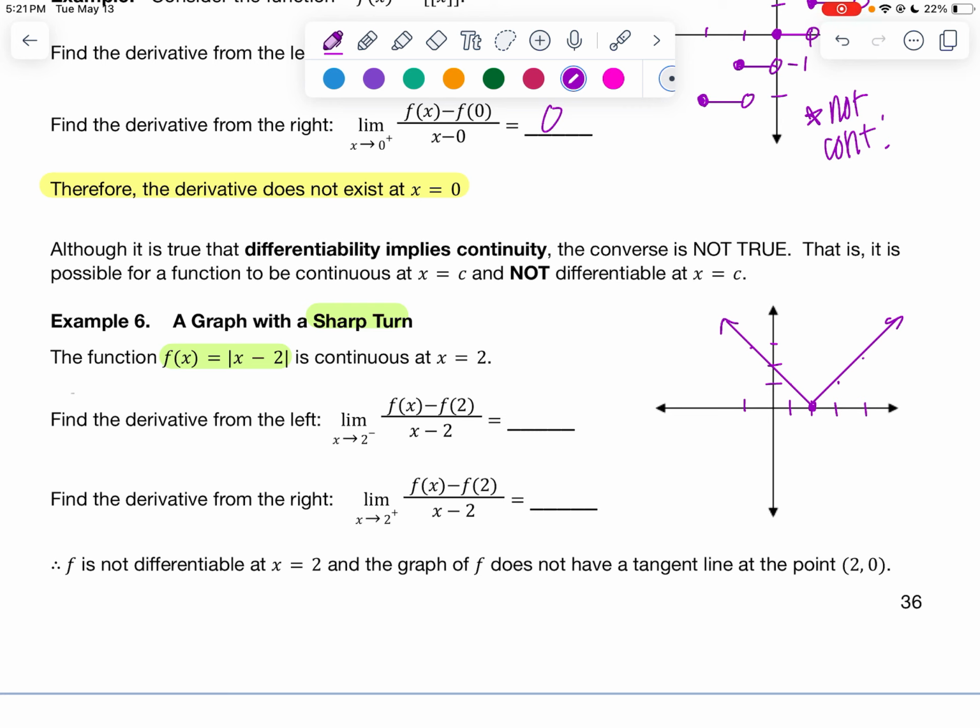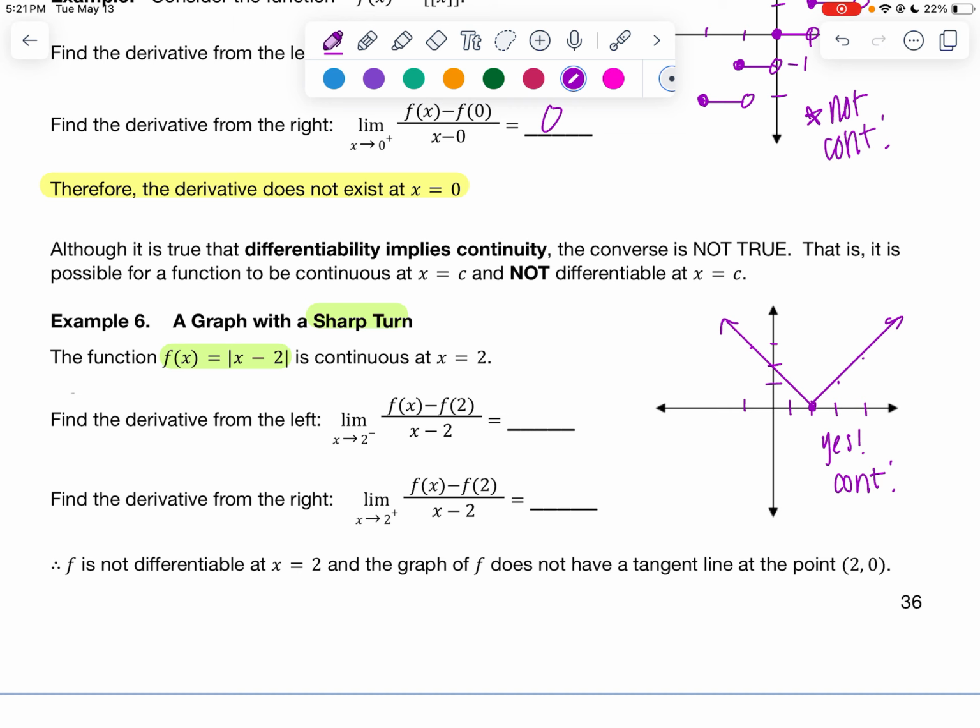And so we're trying to see if it is continuous at 2. Right off the bat, I can say yes, right? My graph is continuous because there are no gaps. There are no jumps from each increment, right? So it is continuous, but we're going to see if it is differentiable.